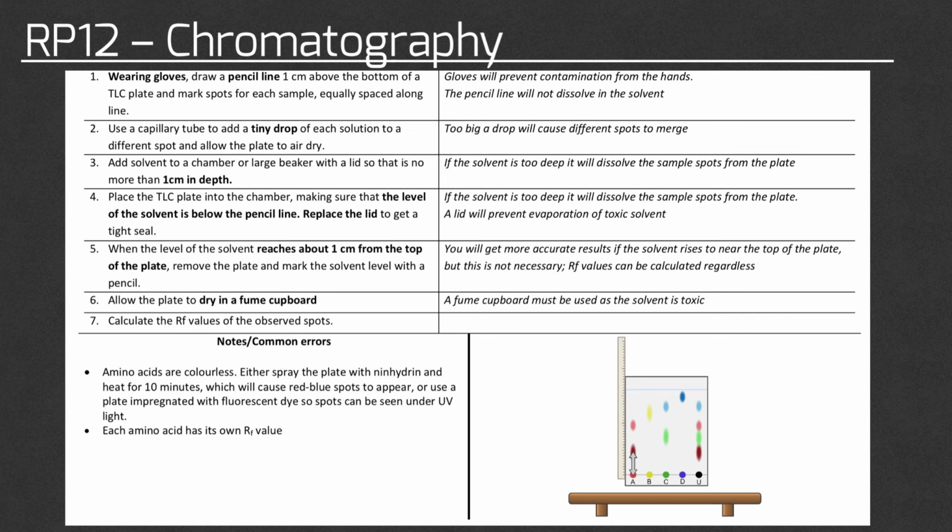Alternatively, some TLC plates have got a fluorescent dye coated on them, so spots can be seen if you put the plate under UV light. You could also place the plate in a beaker with iodine vapour, and the iodine vapour will stain the spots purple. Each amino acid or each chemical will have a unique RF value.